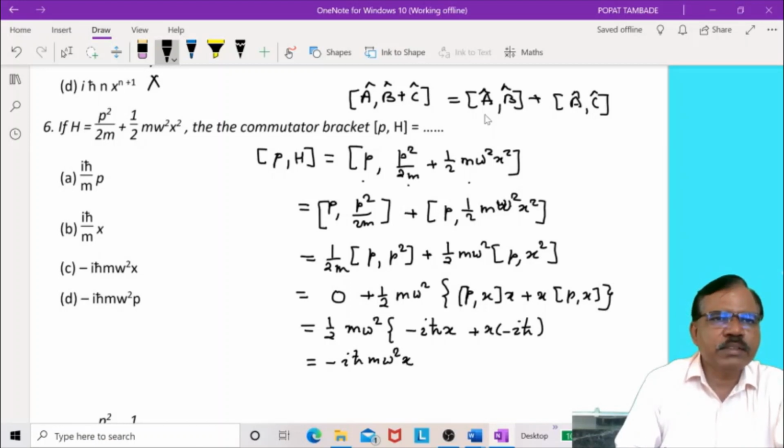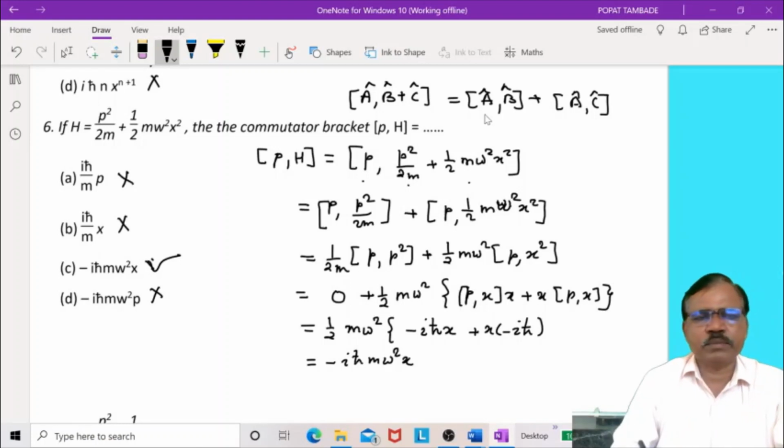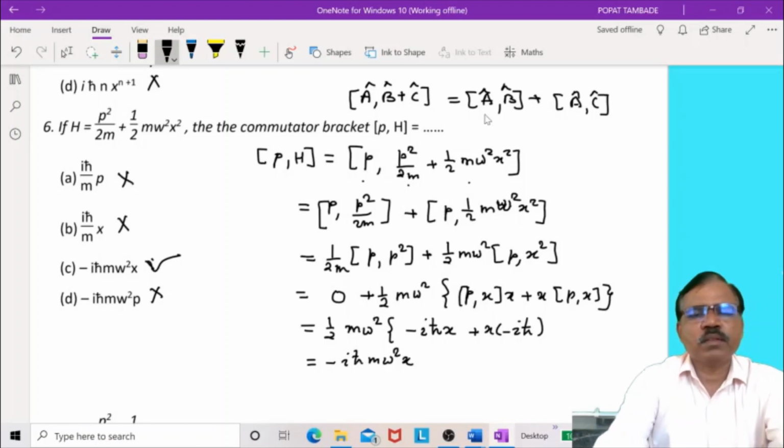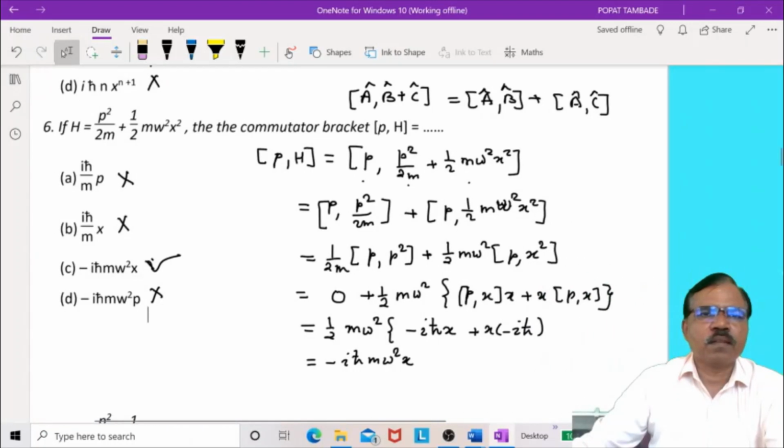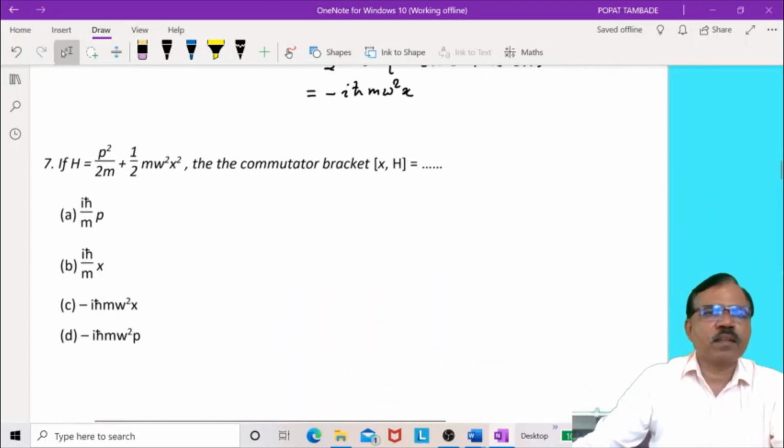So here if we see the alternatives, this first one is not correct, second one is not correct, third one is correct, and fourth one is not correct. So this is about the commutator bracket. Now we'll go to the next one.